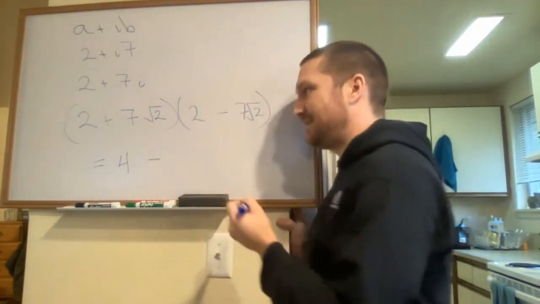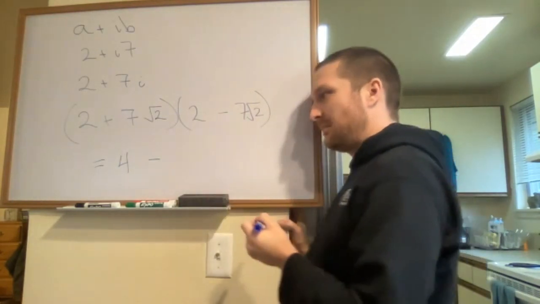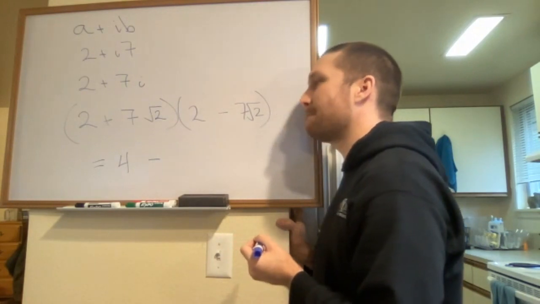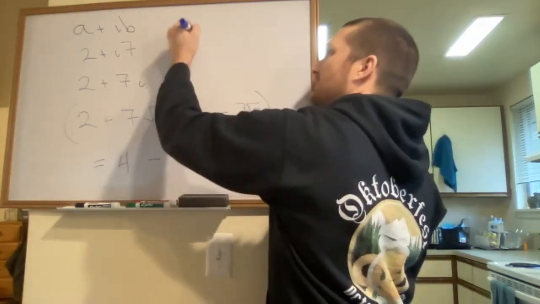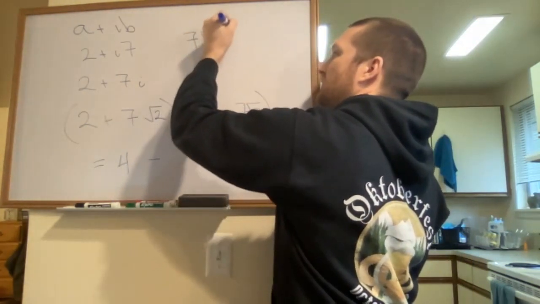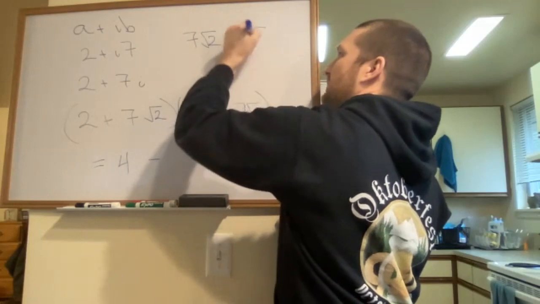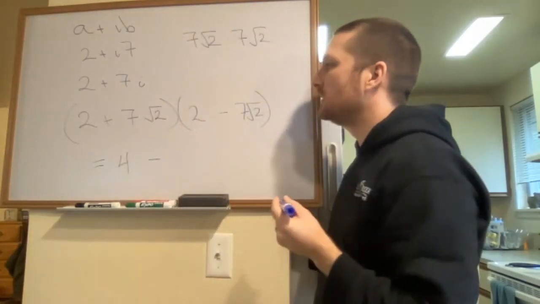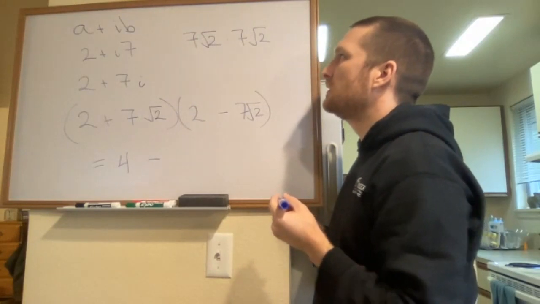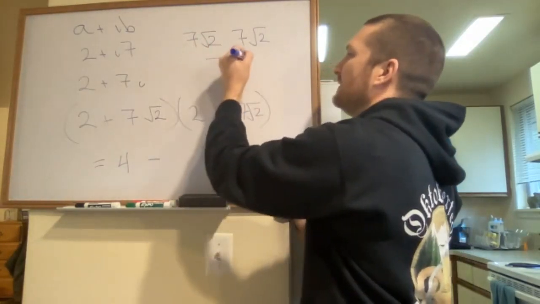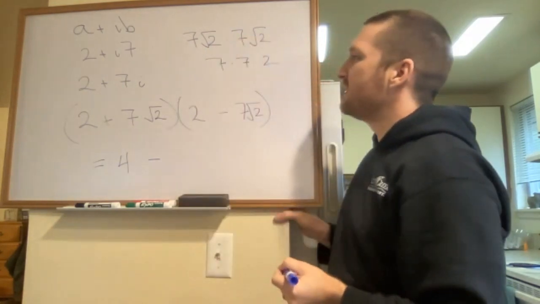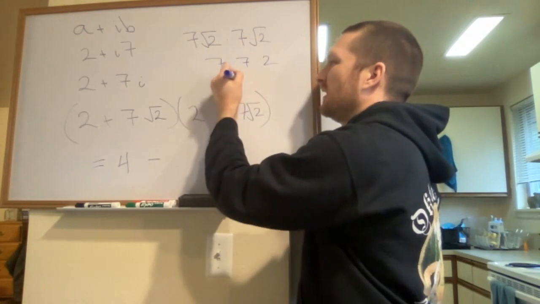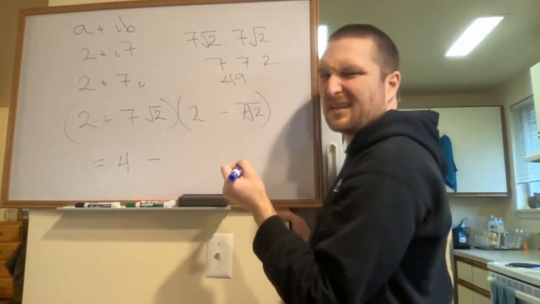Minus 7 square root 2. Wait, hold on. This is what you're doing: 7 root 2 times 7 root 2. The square root 2 times the square root 2 is just 2. And then that leaves me with that. 7 times 7 is 49.